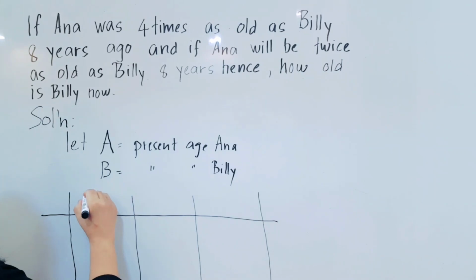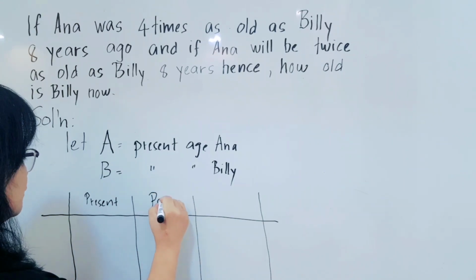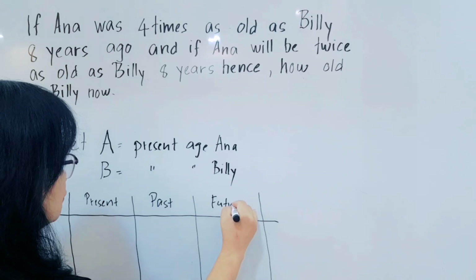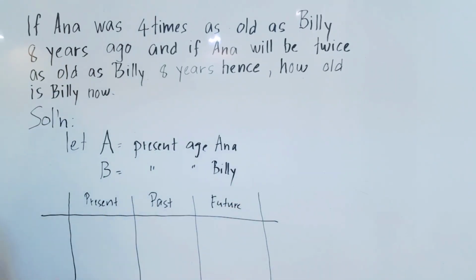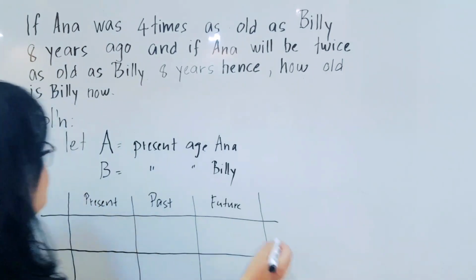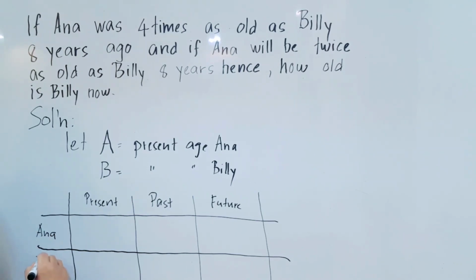If we have the present, and the past, and the future, and we have two people involved here. We have Anna, and the second one is Billy.